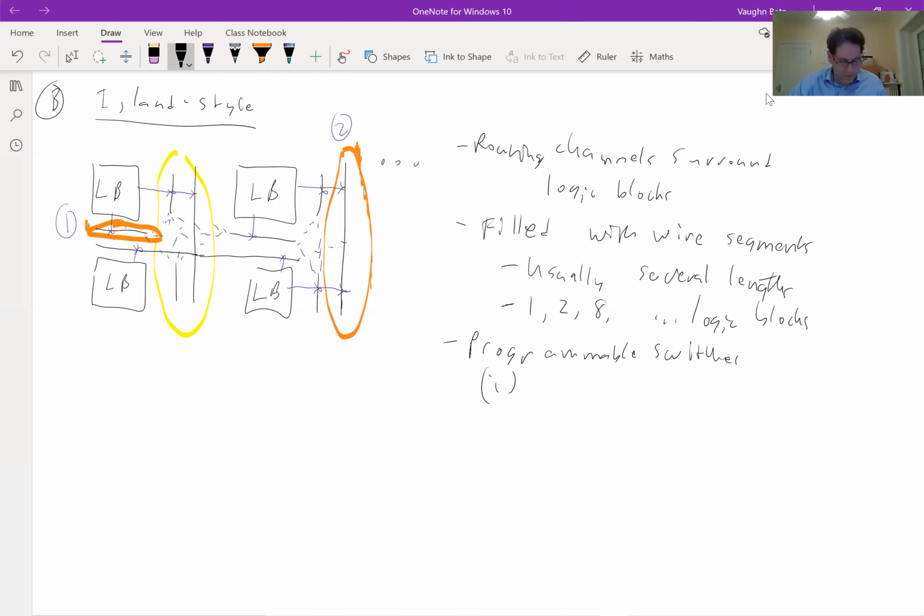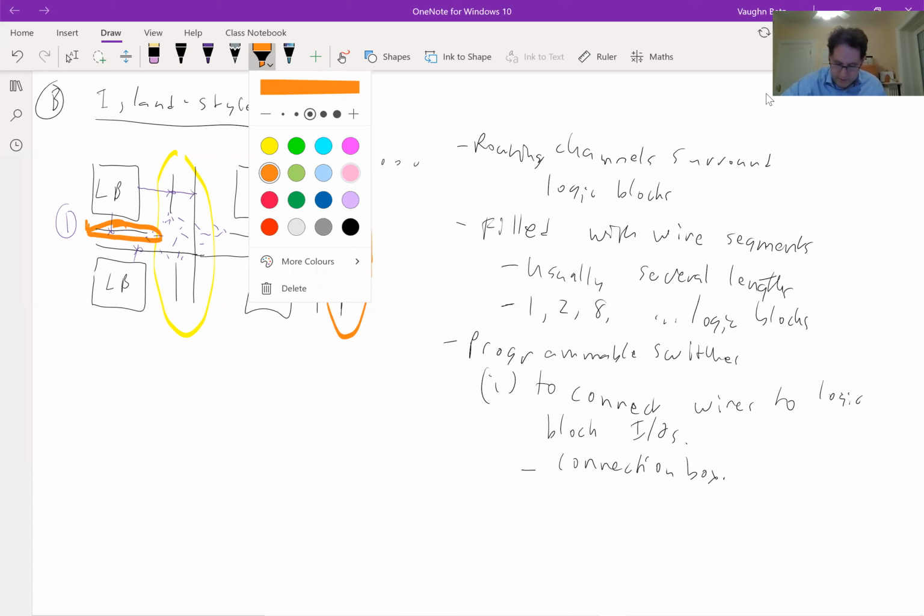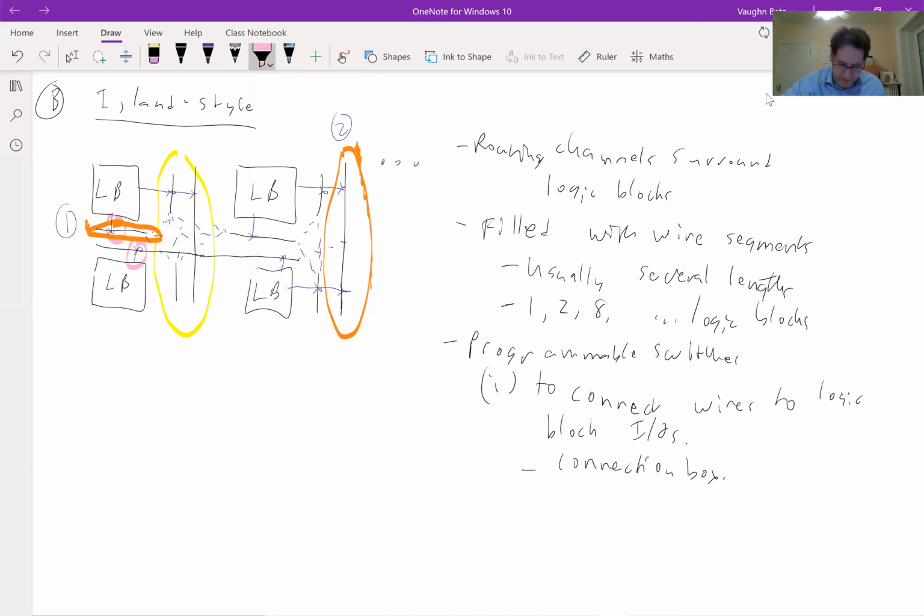Okay, so we've got 2 types of programmable switches. We've got programmable switches to connect the wires to the logic block inputs and outputs, and that's given the name connection box. Let's see if I can get a good highlighter here. So basically these X's here and here, those form a connection box. So we draw a box around that and say that's a connection box.